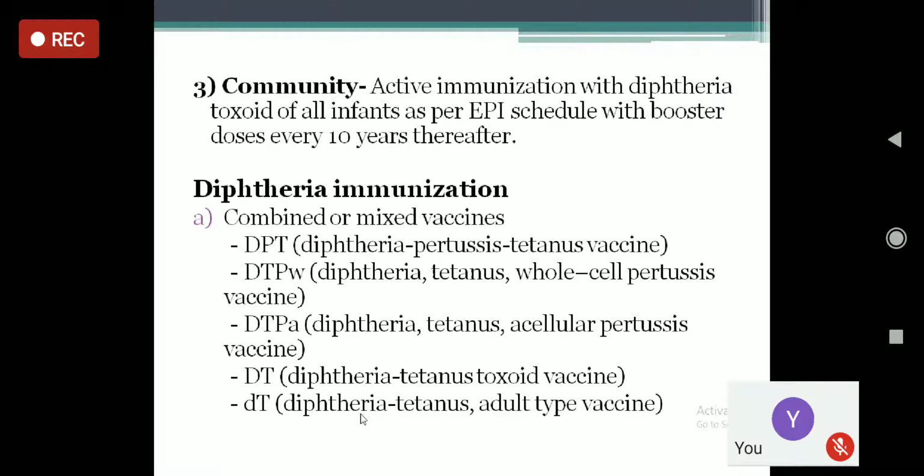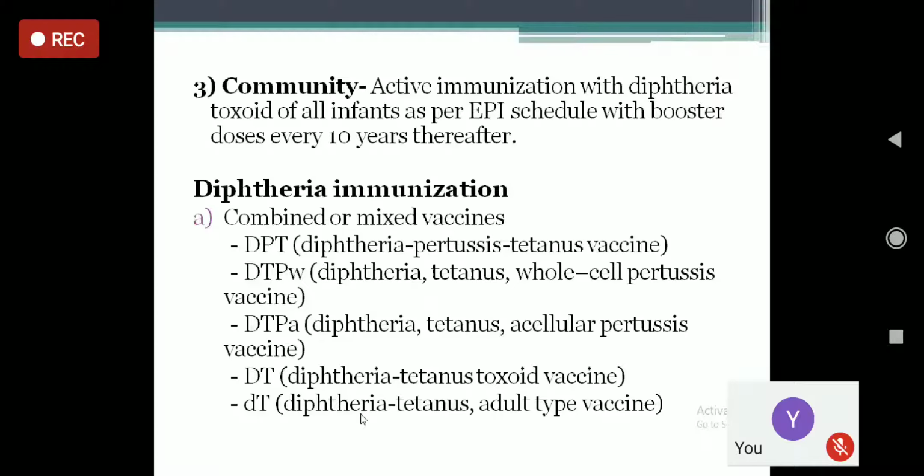There are type A and type B. So in pentavalent we include Haemophilus influenzae type B vaccine, hepatitis B vaccine, and DPT vaccine. So five vaccines are combined in one vial. This is done for patient compliance, so that in one injection shot, the child will be immunized against five communicable diseases.